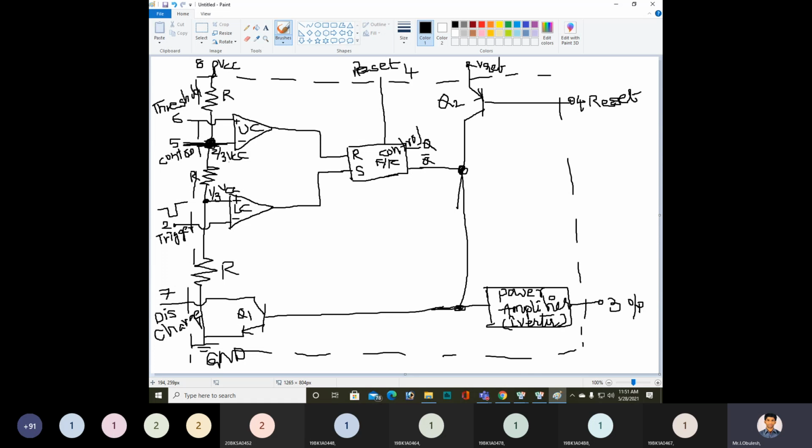Similarly, whenever the trigger input goes below 1 by 3 VCC for your lower comparator, at that time the output of the lower comparator is equal to 1. That is, here the S value is equal to 1. Then what will happen?